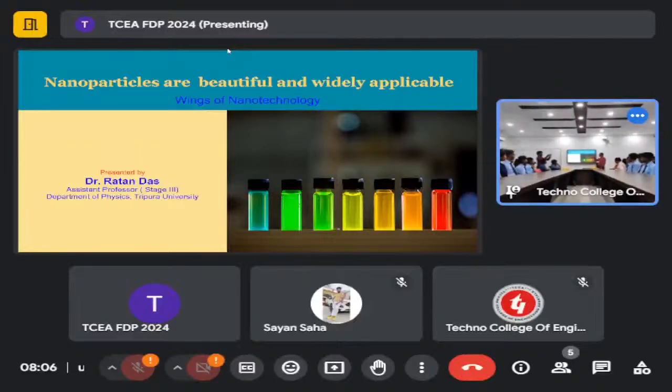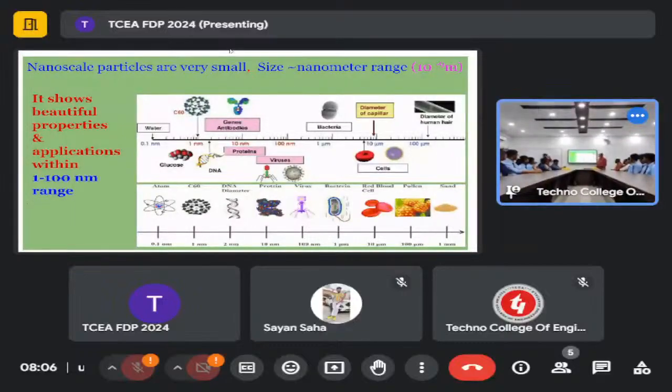So the topic is nanoparticles are beautiful and widely applicable. Why beautiful? First we shall see, and the applications of it we shall learn. Myself, as you know, I am Dr. Ratan Das, assistant professor in the Department of Physics, doing some research work in this particular field. Let me give you some ideas related to that particular part.